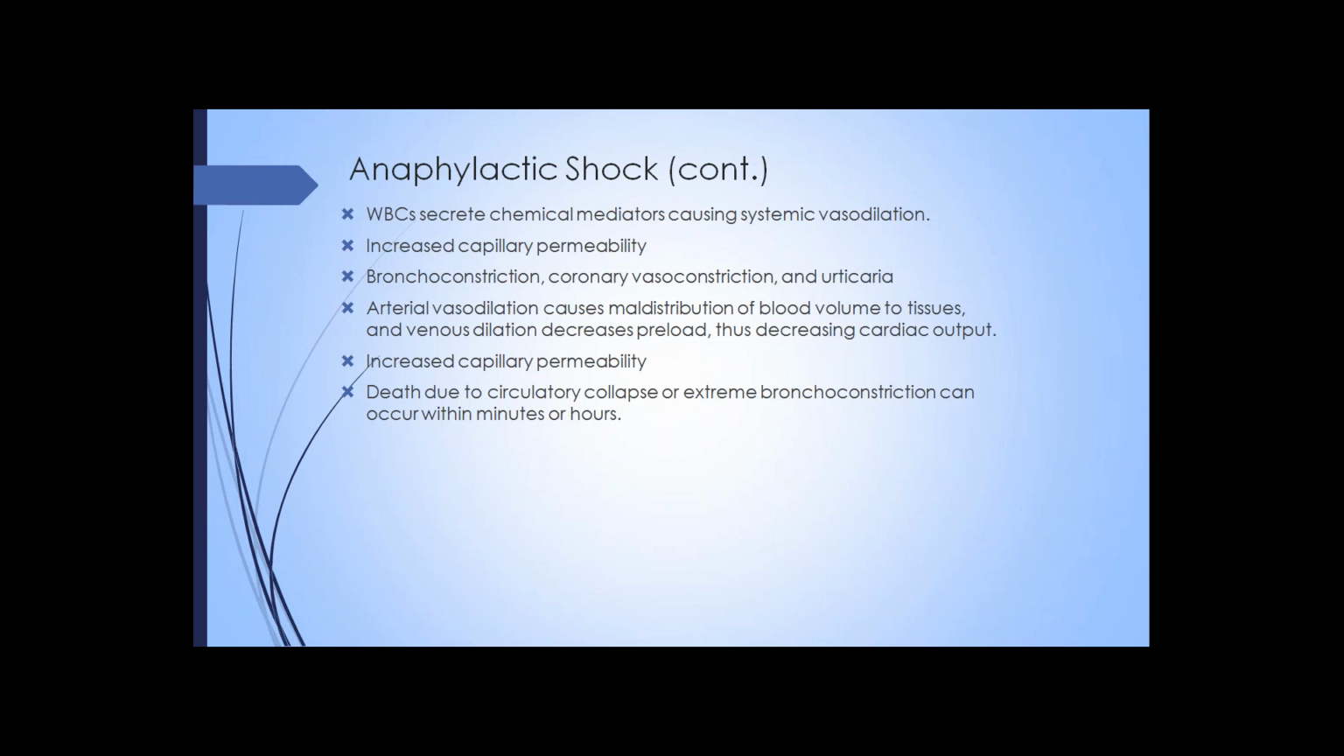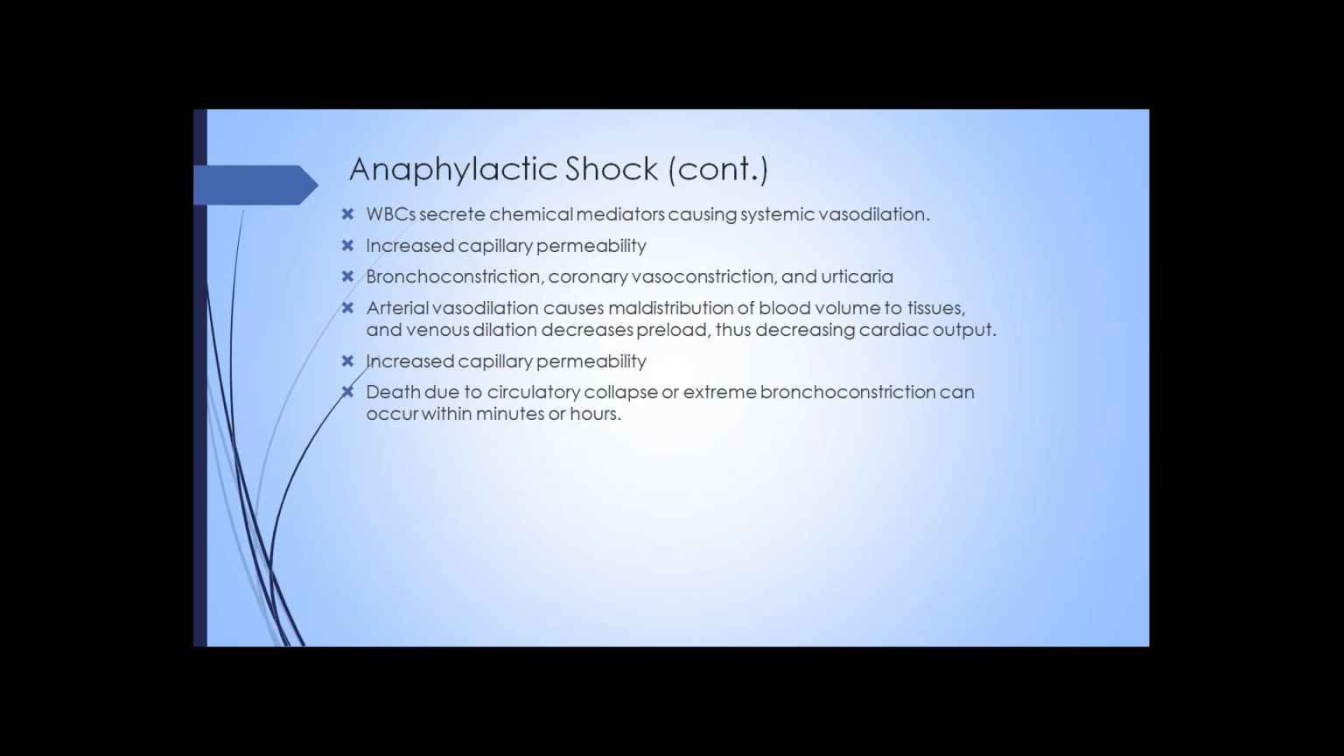Bronchoconstriction is just exactly what it says. This is constriction of the bronchial tree. Coronary vasoconstriction, that is constriction of the coronary arteries. And then, of course, urticaria. Those are the kinds of things that you're going to see happen with anaphylactic shock. Bronchoconstriction, you stop breathing. Coronary vasoconstriction, you get a heart attack. Urticaria, you scratch yourself to death, right?